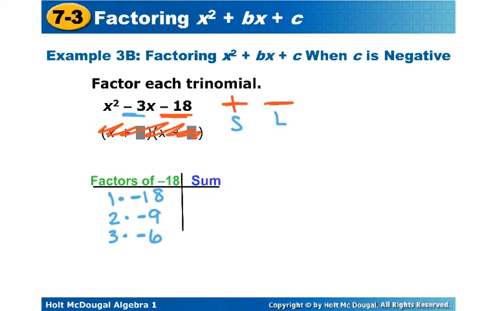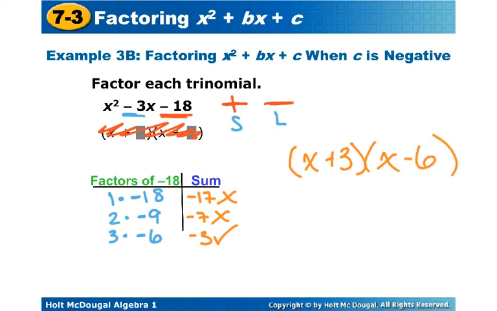So checking your sums, this gives you negative 17, which doesn't work. 2 and negative 9 is negative 7, which isn't what I'm looking for. 3 and negative 6 is negative 3, which is exactly what I want. So writing my two binomials, I get x plus 3 times the quantity of x minus 6. And as always, guys, you can check your work. But again, can't stress enough how important it is to pay attention to the signs of those numbers. It's going to tell you what you're going to need for your factors.